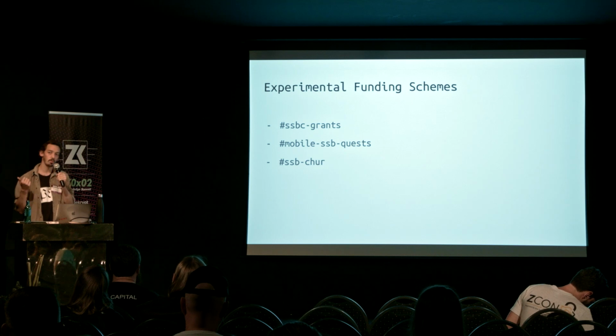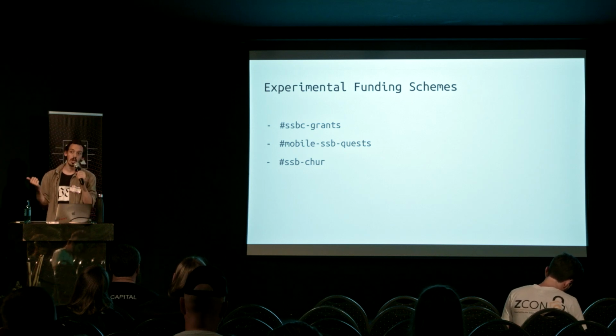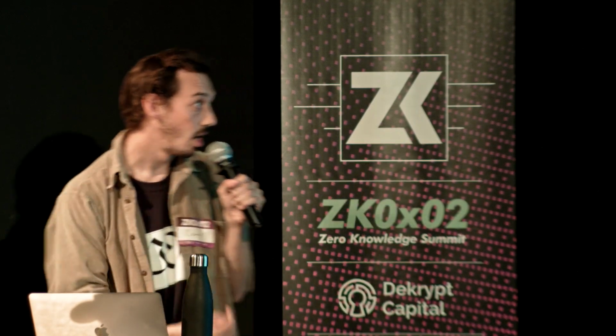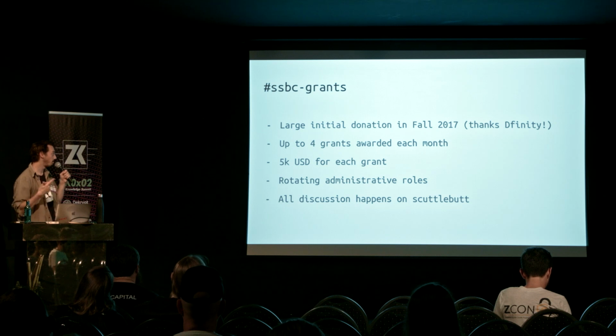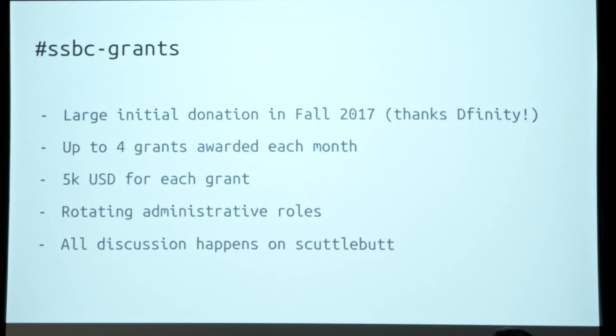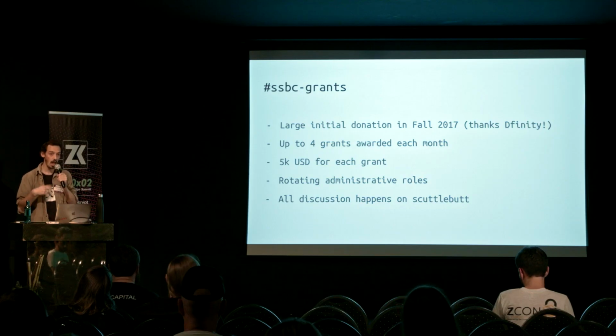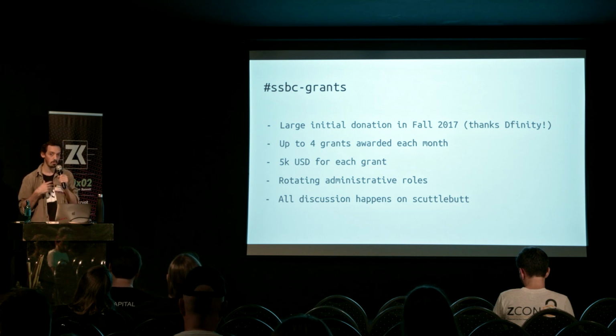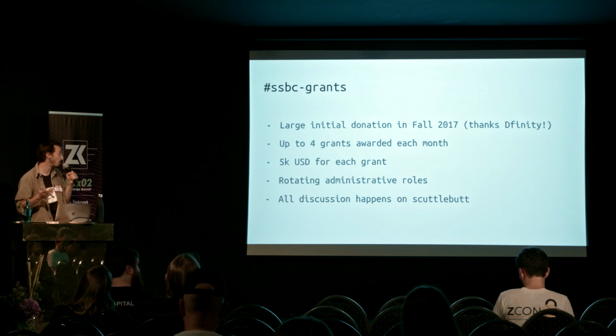The first one is a more formal program called SSBC Grants. This was initiated by a large sum of money that the organization of Scuttlebutt received from Dfinity as a grant. And with that money, a GitHub repo was initiated, and a grant procedure that explicitly said, we're going to have up to 4 grants each month. We're going to give $5K USD for each grant. We're going to rotate all the administrative roles, and all discussions are going to happen directly on Scuttlebutt. So you had the founder, Dominic, who proposed this, initiating and deliberating, and giving out power to the rest of the community, charging them essentially with distributing these funds.